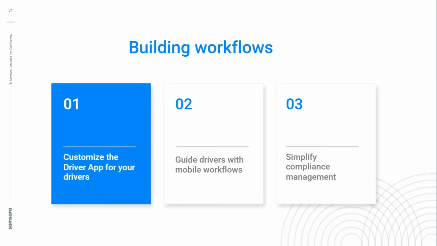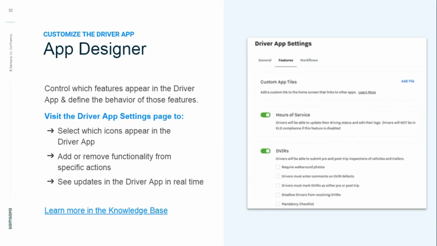First, customize the driver app for your drivers. What we're really going to look at today is App Designer, a tool you can use to control which features appear in the driver app and define the behavior of those features. You access App Designer by going into your settings section, and here you can pick which tiles are viewable by drivers in their driver app.